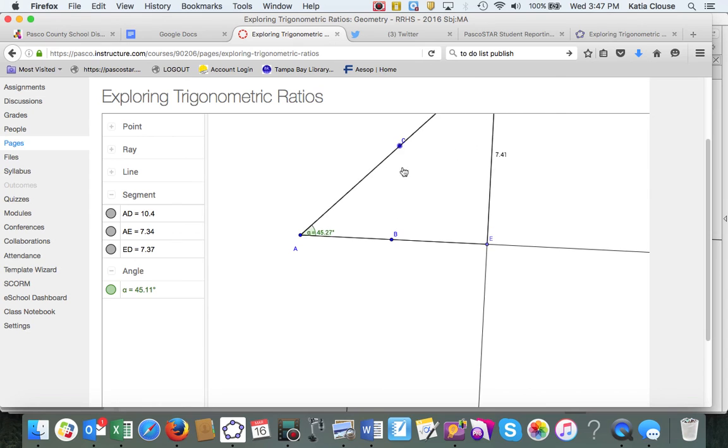As we saw earlier, if I move point C, my angle is changing, so the ratios are going to be changing. For example, now DE over AD is 1.31 divided by 7.46, which is a far cry from the 0.5 that I had earlier. So the ratios are changing as my angle changes.